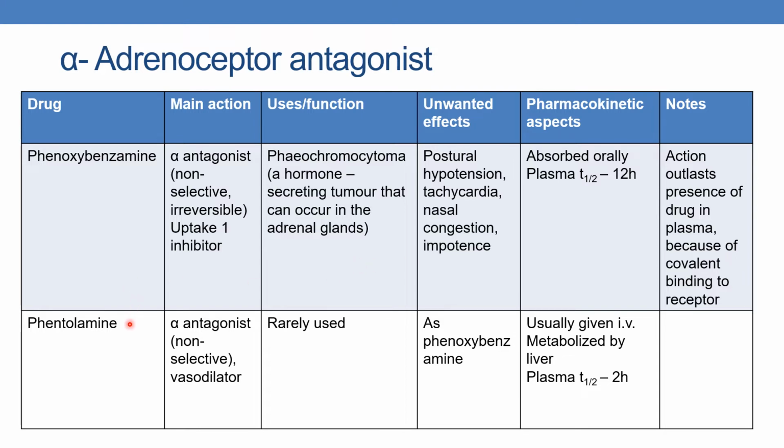The next is phentolamine. It is an alpha antagonist, a non-selective vasodilator. It is rarely used. Side effects are similar to those of phenoxybenzamine. Pharmacokinetic aspects: usually given intravenously, metabolized by liver. Plasma T-half is 2 hours.